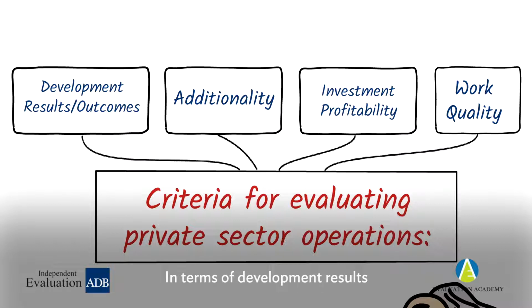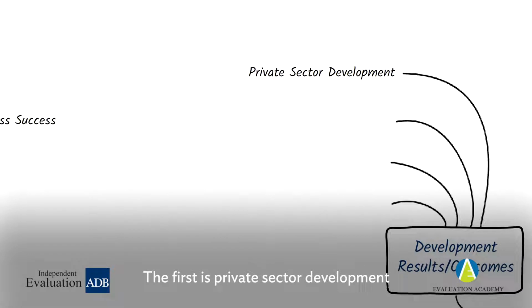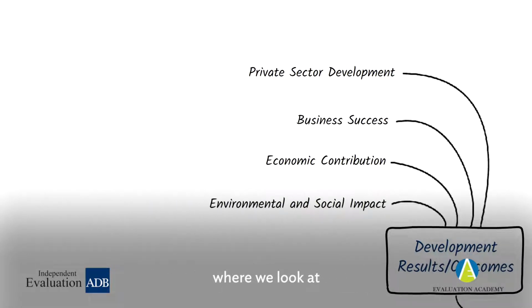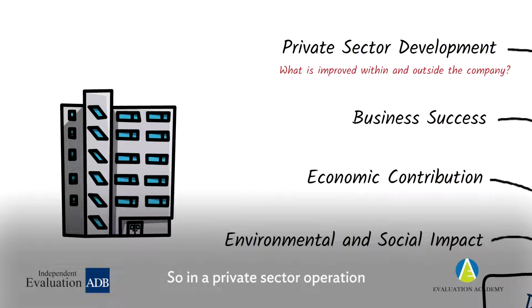In terms of development results, we look at 4 sub-criteria. The first is private sector development, where we look at the in-company effects and the outside company effects. So in a private sector operation, we are supporting a particular company in a developing member country. And here, as part of this private sector development assessment, we look to see what is improved within the company and what are some of the demonstration and catalytic effects of these improvements on the wider economy.